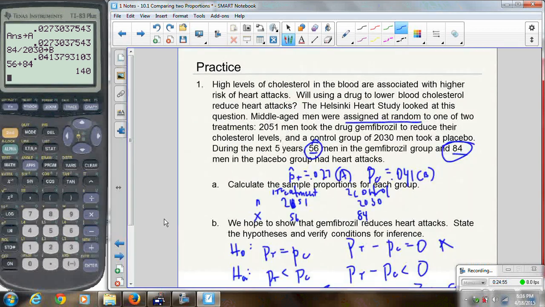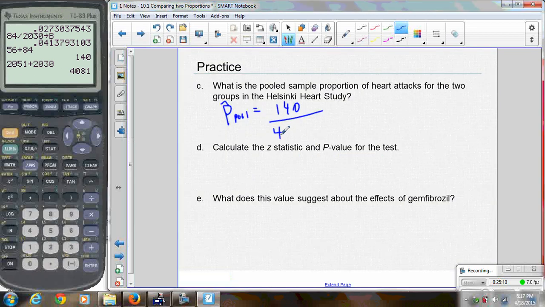So if I go back, I know that there were 2,051 plus 2,030. So there were over 4,000 men that participated in this study. And so if I divide 140 divided by 4081, I'm going to also store that. I'm going to store this in letter C.